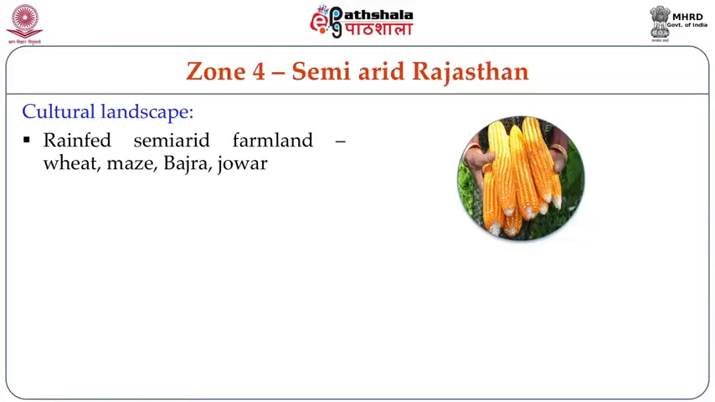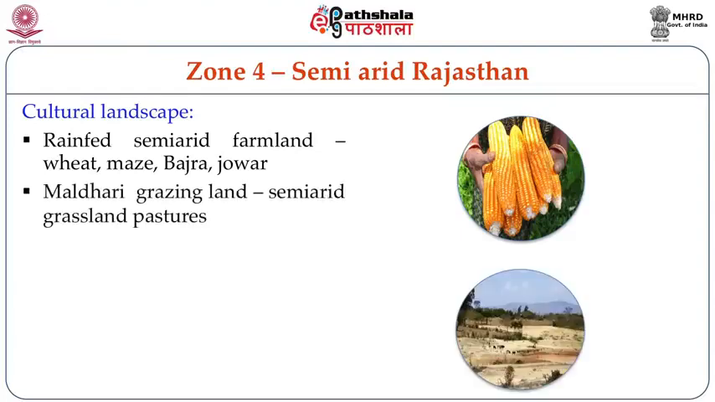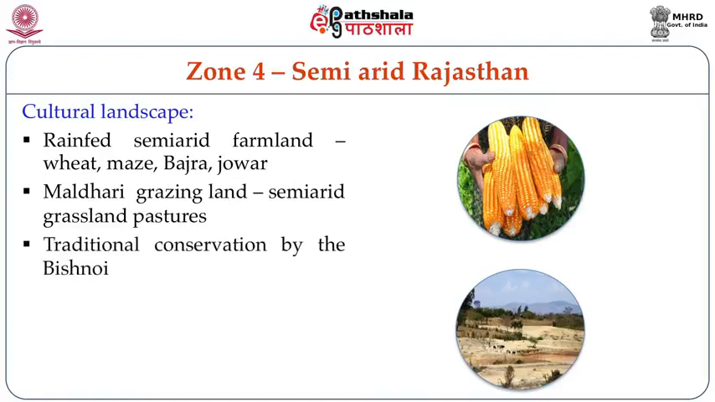The cultural landscape is rain-fed farmland. It has wheat, maize, bajra, jowar, which are our crops from there. The cattle herders are Maldharis. They have a large complement of buffaloes. And the traditional conservation measures there, which is very celebrated, is from this small sect of people called the Bishnoi. And I'm sure you have heard about these Bishnois in the past.